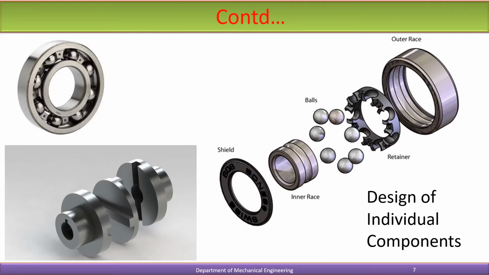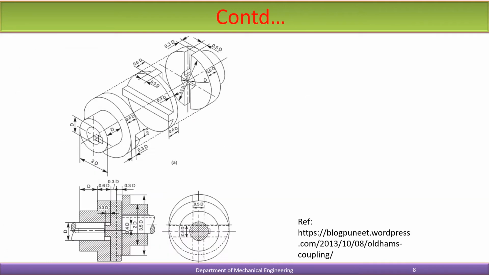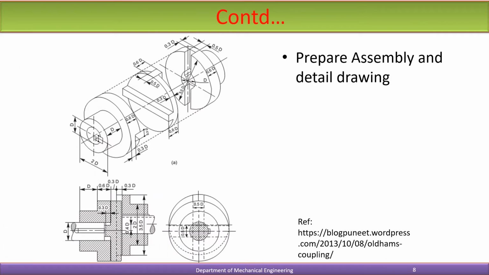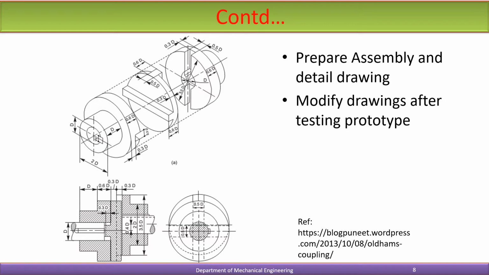Then we will design the individual components. After that, we will prepare the assembly and detailed drawings. Then we will modify the drawings after testing the prototype. This is the complete designing procedure of machine design. We will be following these steps. These steps are interrelated and interdependent, each reflecting and affecting all other steps. These steps are very important when we are fabricating a new product.